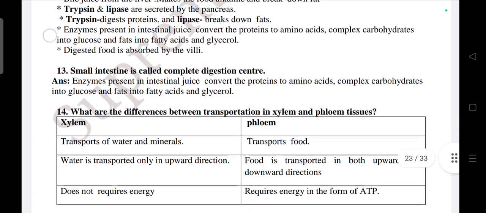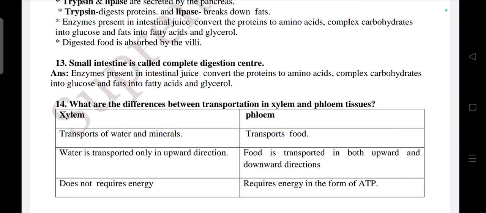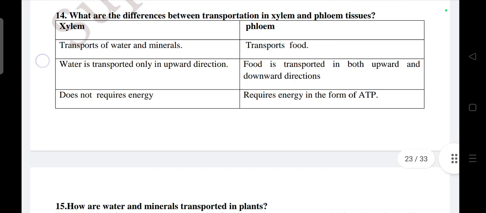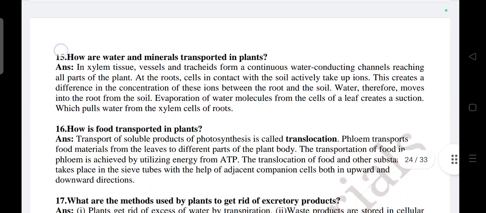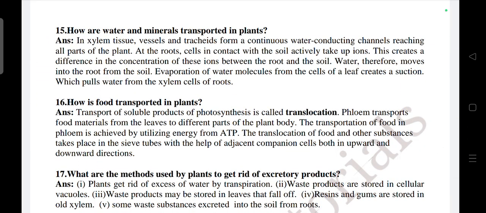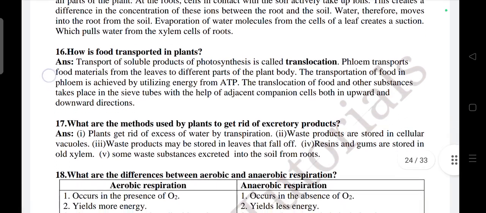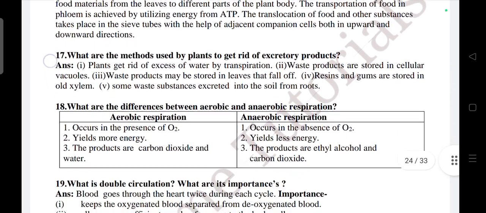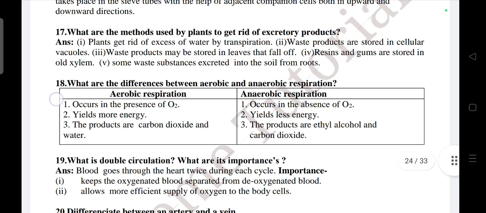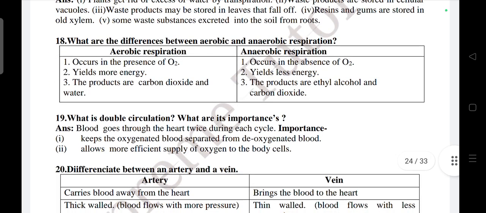Small intestine is called the complete digestion center. Why? What are the differences between xylem and phloem? How are water and minerals transported in plants? How is food transported in plants? What are the methods used by plants to get rid of excretory products? What are the differences between aerobic and anaerobic respiration?